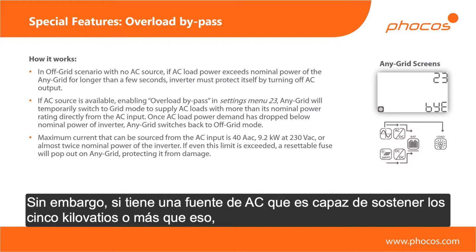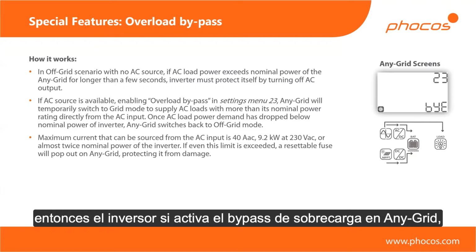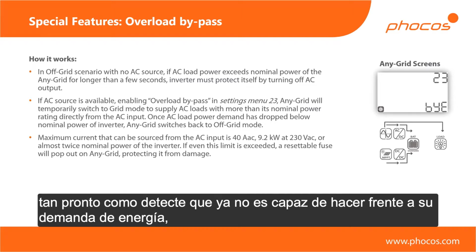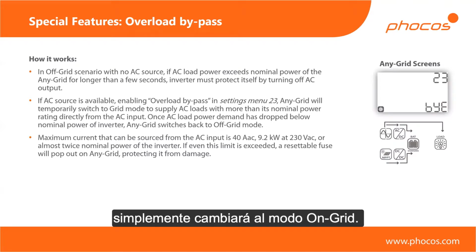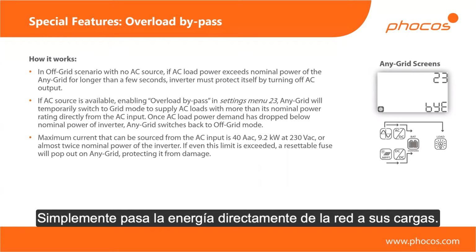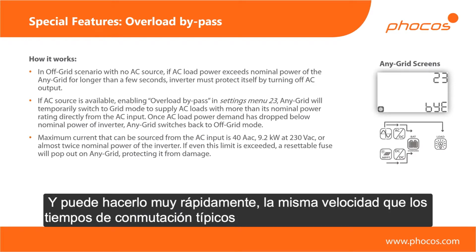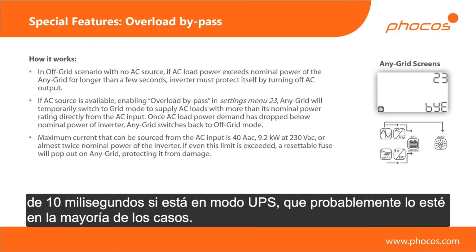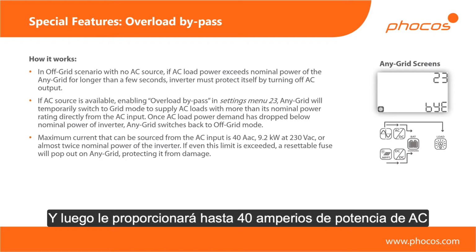If, however, you do have an AC source which is capable of sustaining 5 kilowatts or more, then if you activate the overload bypass on the AnyGrid, as soon as it senses that it's no longer able to cope with your energy demand, it will simply switch to grid mode. Then it's bypassing the whole inverter entirely, passing the power directly from the grid to your loads. It can do this very quickly, at the same speed as typical switchover times of 10 milliseconds if you're in UPS mode, which you probably are in most cases.